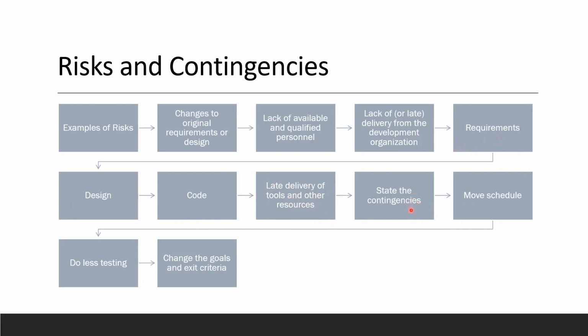You want to also note the contingencies, so like your workarounds for the risks, if you have identified them, right? For example, you would need to move the schedule further up, do less testing if that's possible, or change the goals and the exit criteria, right? So it's good to know the mitigations to make sure that you have contingencies in place. Any questions there?